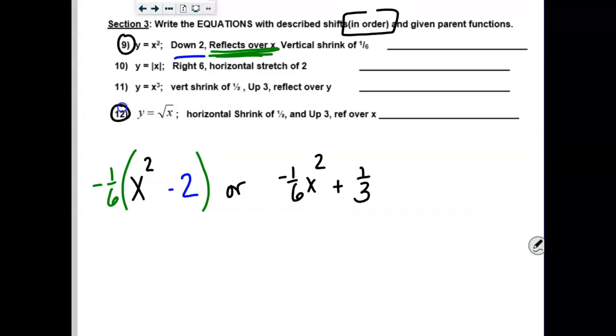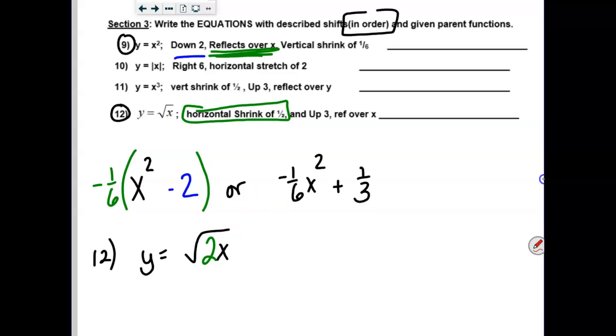Let's talk about 12. That's what I'm worried about. Okay, got a square root. I want you to horizontally shrink. What does that look like? This is the weird one. Yeah, so it looks like this. Very good.